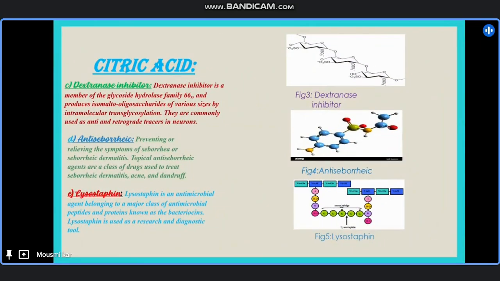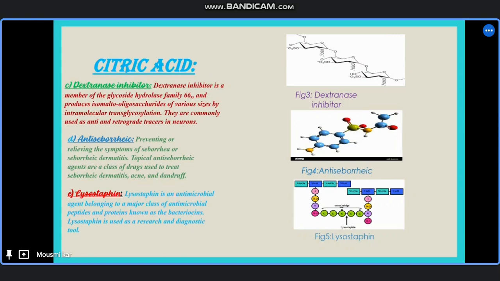Next, dextranase inhibitor. Dextranase is a member of the glycoside hydrolase family 66, and produces isomalto-oligosaccharides of various sizes by intermolecular transglycosylation. They are commonly used as anterograde and retrograde tracers in neurons.